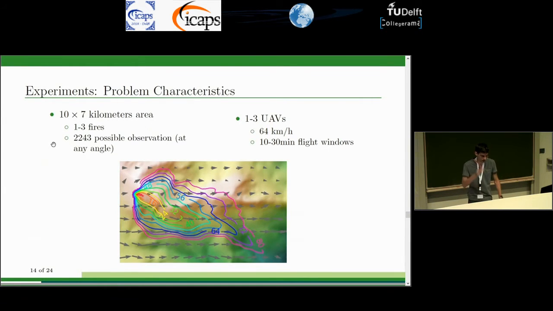So to give you some idea of how this performs, we did some tests on areas of 10 by 7 kilometers where we simulated 1 to 3 fires. On average, this gives us a bit more than 2,000 possible observations. We actually have a fixed number because the fire map is discretized to allow the propagation to occur. But each of those observations can be made on any angle. We don't make any assumption on this. And so we have 1 to 3 UAVs with an airspeed of 64 kilometers per hour, and that have flight windows of 10 to 30 minutes.